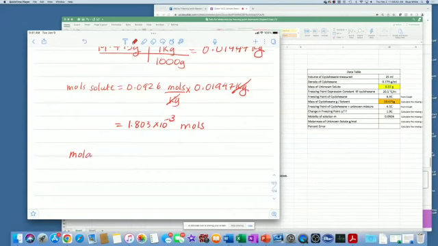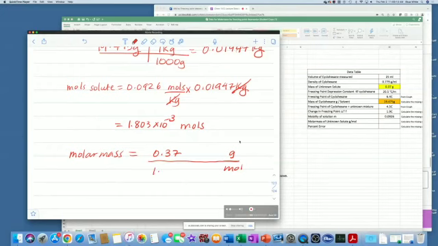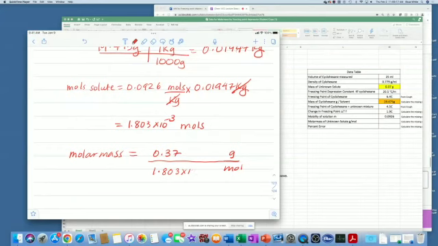So molar mass is going to be grams over moles, like it says up here, right? So our grams of the solute is here, 0.37, that goes with grams, over the moles is the number we just got, 1.803 times 10 to the power negative 3. Now, I'm going to tell you right now, this is not right. I mean, I shouldn't say that. Okay, we'll see. Divide by 0.37.